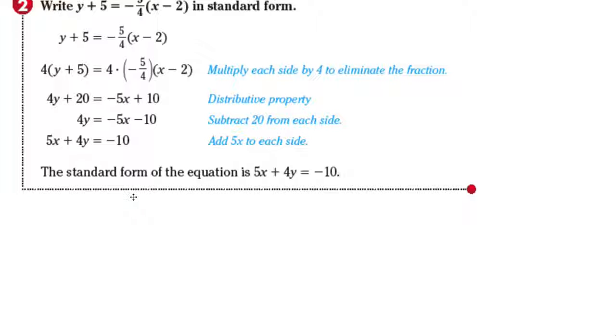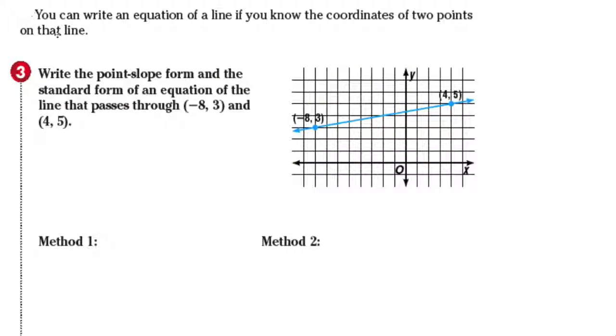Let's take a look at example number 3. You can write an equation of a line if you know the coordinates of two points. Write the point slope form and the standard form of an equation of the line that passes through negative 8, 3 and 4, 5. So we have this line, it passes through those two points, and we want to find the equation of that line in standard and point slope form.